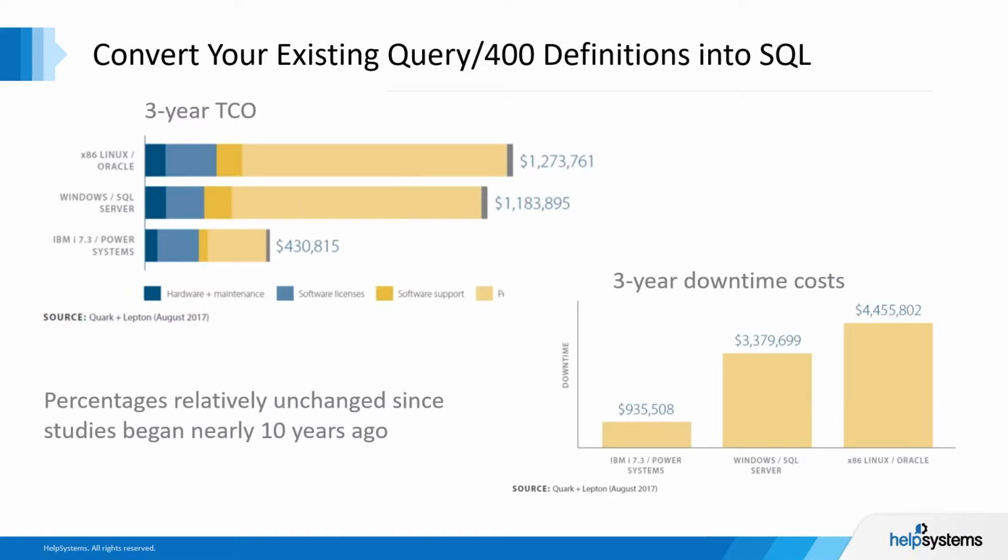Early on, IBM worked with ITG and more recently with Quark and Lepton for studies on servers. The results haven't changed much over the years. The IBMI has a lower total cost of ownership and lower 3-year downtime costs than Oracle Linux and Microsoft SQL Server, which is great because your IBMI can be accessed remotely with modern data displays.